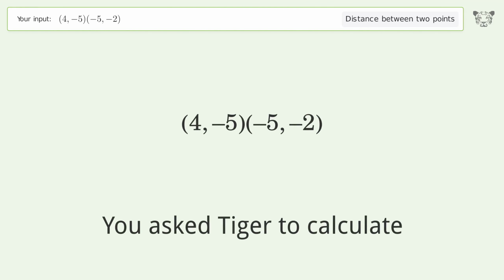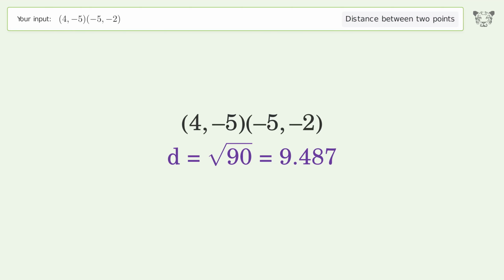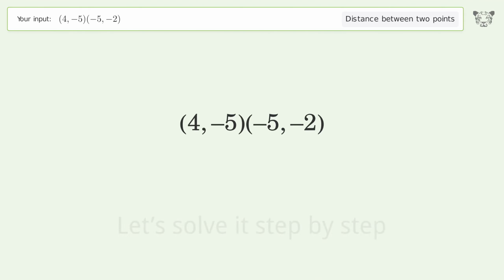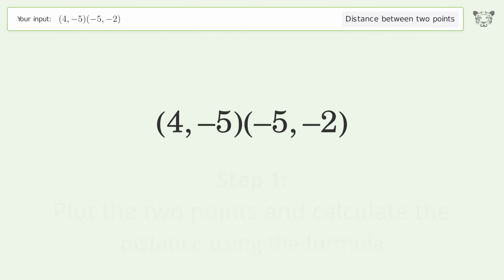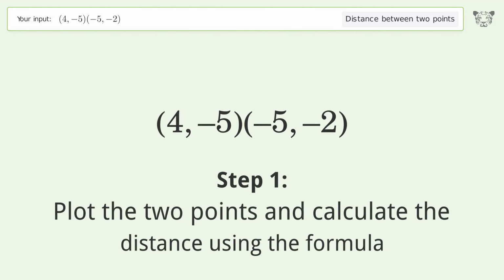You ask Tiger to calculate. This deals with the distance between 2 points. The distance between the 2 points is the square root of 90, or 9.487. Let's solve it step by step. Plot the 2 points and calculate the distance using the formula.